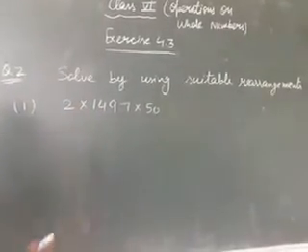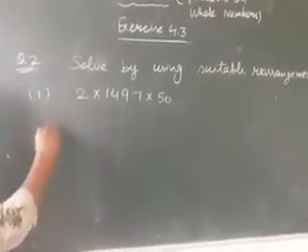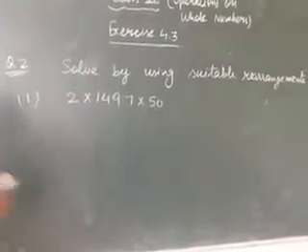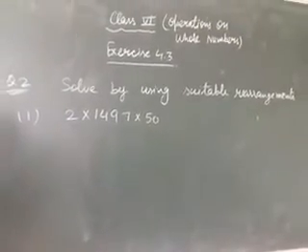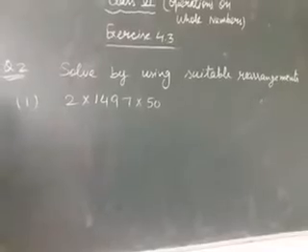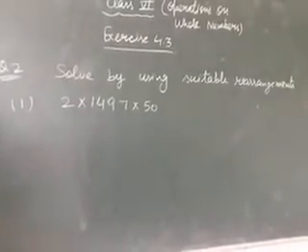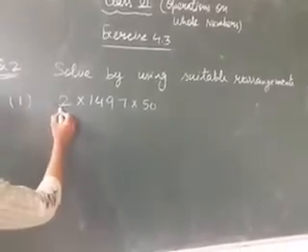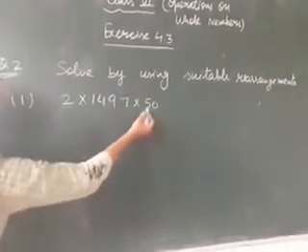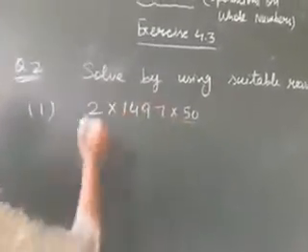Suitable rearrangement का मतलब क्या है कि आपको इन numbers को arrange करना है in that way so that the multiplication will be easier without calculating it separately. In your mind only you can calculate the multiplication. So for this we will make the group of the numbers which have maximum 5s and maximum 2s. Then you will make the group of these two.